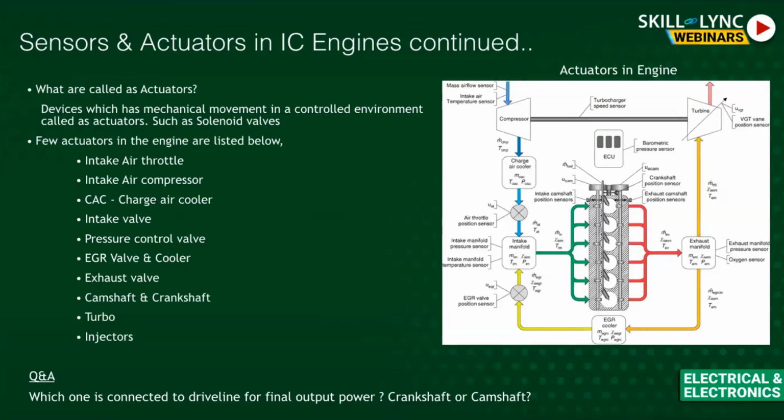And the intake air compressor rotates round and fast, and it just compresses the air. That's the reason the intake air compressor is there. The charge air cooler, intake valve, and pressure control valve are all simple solenoid valves. You guys know solenoid valves, right? They move front or back; only linear motion is allowed. In a similar way, some valves are rotational. The exhaust valve, camshaft and crankshaft are also there, and the turbo and injectors.